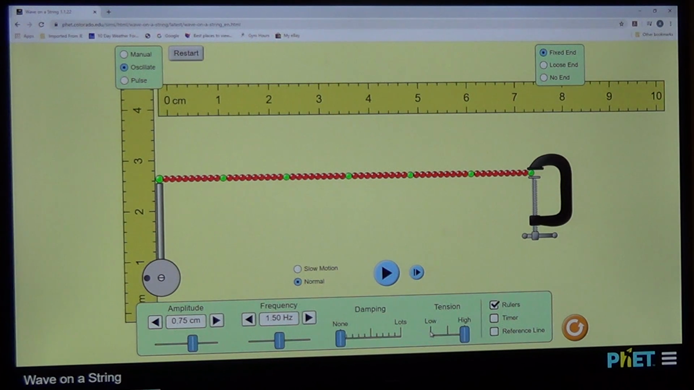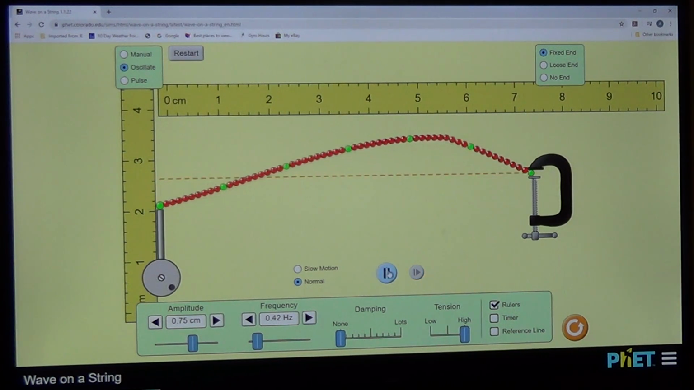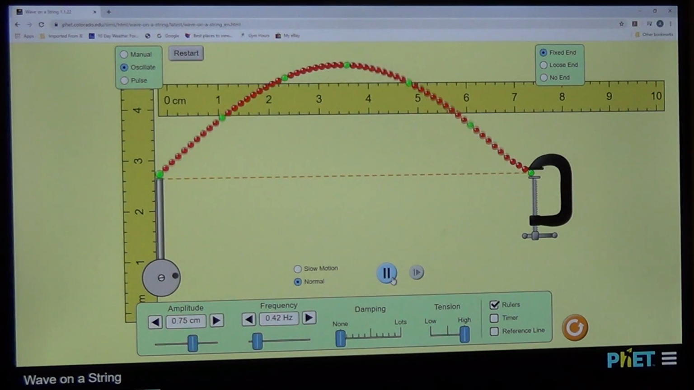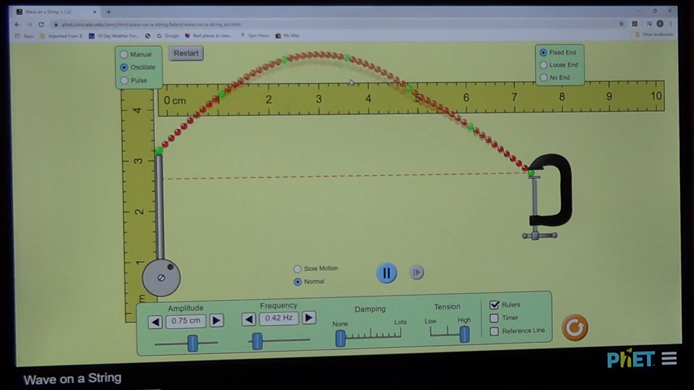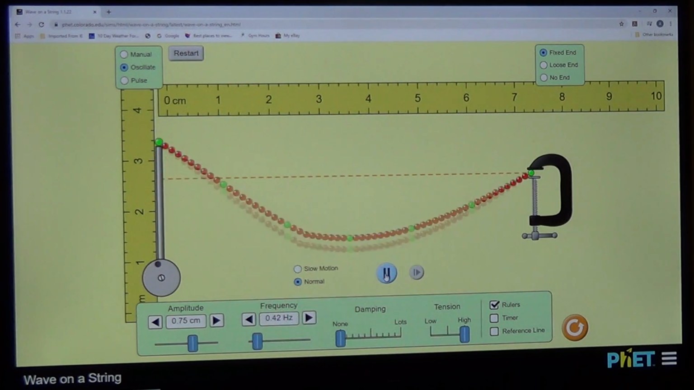But when I did mine, I came out with a frequency of about 0.42, so I'm going to set that to 0.42 hertz. Now, I'm going to tell you right now, based on what I've practiced, it doesn't come out as a wave that's exactly perfect, but you should be able to definitely see the standing wave. So we're going to hit play, and once you have the reflection coming back, there you go, there's your fundamental standing wave.